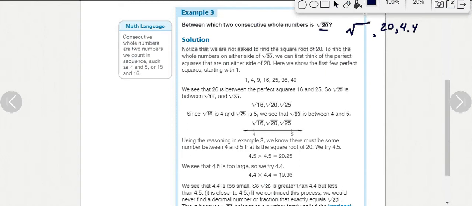So the way we can do this, we think of perfect squares that we've learned now that would be on either side of 20. So 4 times 4 is 16. So the square root of 16 is 4. The square root of 25 was 5. So our answer to what is the square root of 20 is going to be between 4 and 5. Does that make sense? The square root of 20 is between the square root of 16 and 25. Since the square root of 16 is 4 and this one is 5, it's going to be between those.